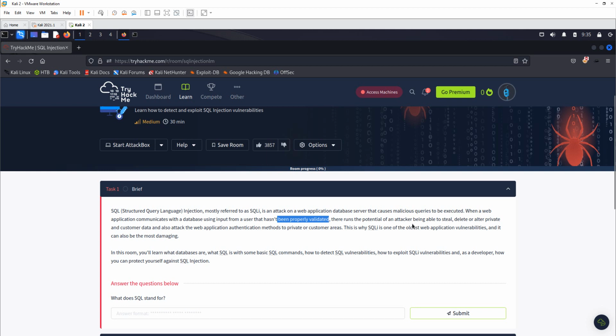There runs the potential of an attacker being able to steal, delete, or alter private and customer data, and also attack the web application authentication methods to gain access to private or customer areas. So areas that are private, that someone is not supposed to be able to view, this particular vulnerability can give you access to those areas. This is why SQLI is one of the oldest application vulnerabilities, and it can also be the most damaging.